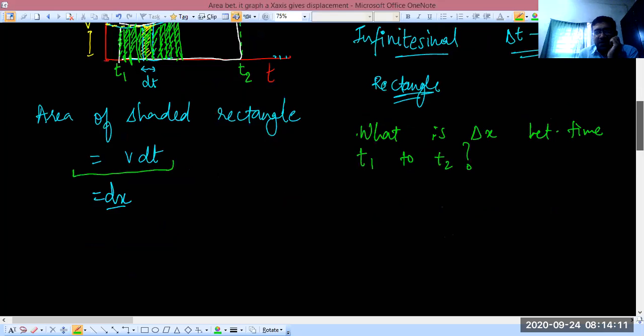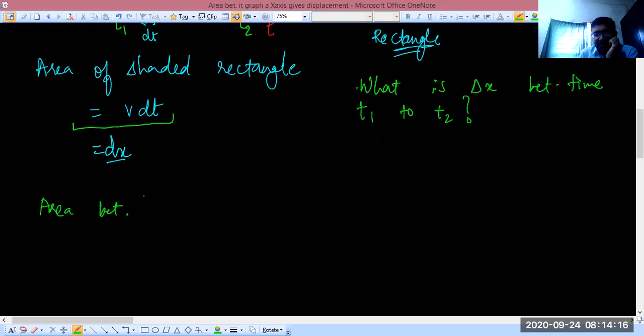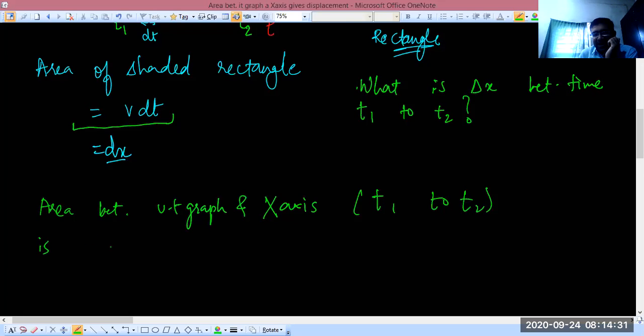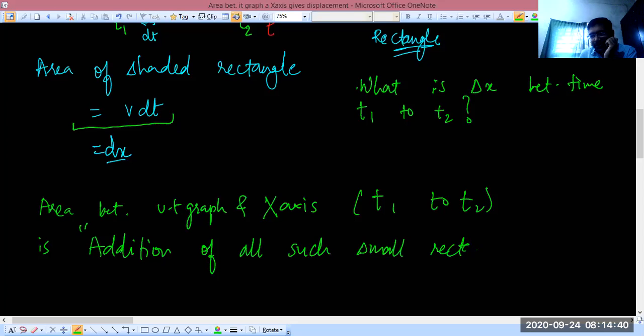So what we can do is that I can find that area between the VT graph and x-axis, from time t1 to time t2, is actually addition of all such small rectangles. Agreed? Yes or no? Do you understand this sentence?